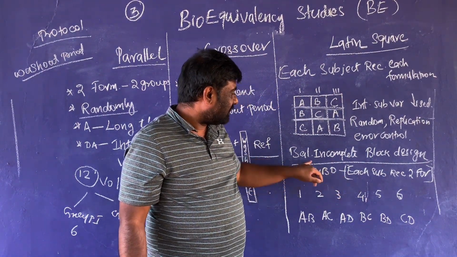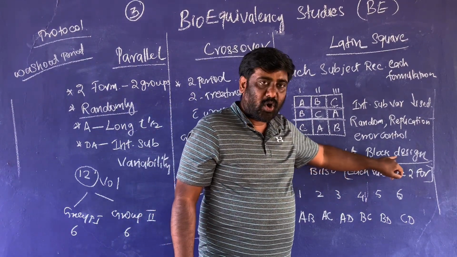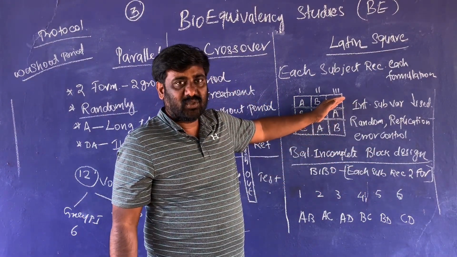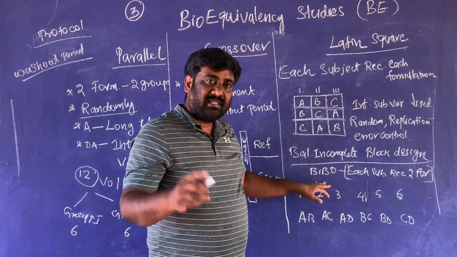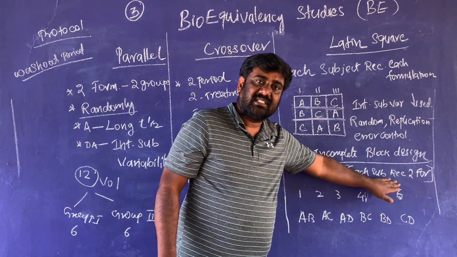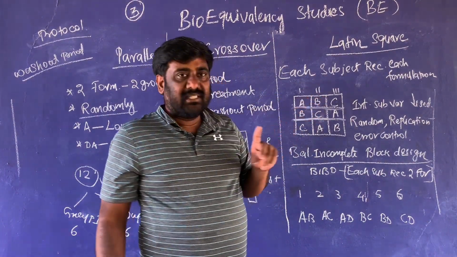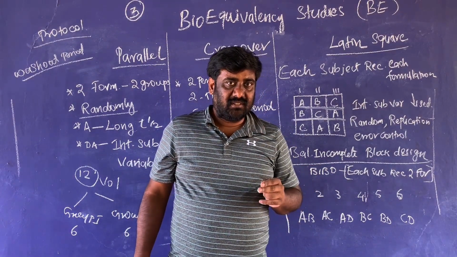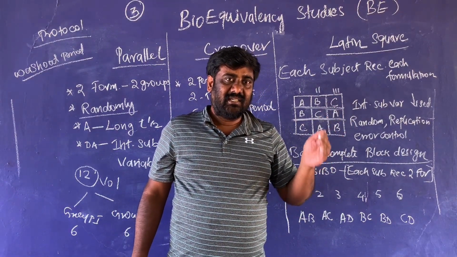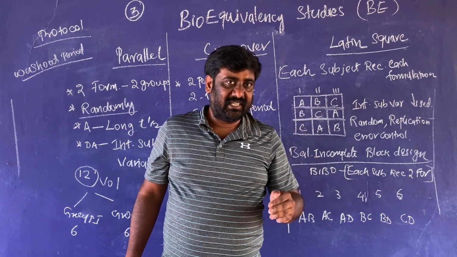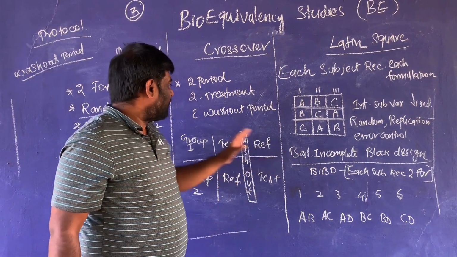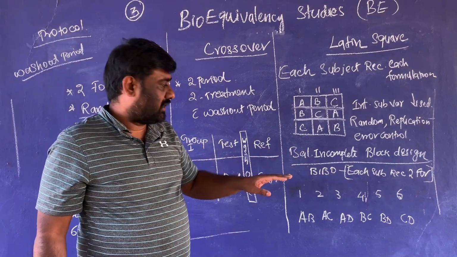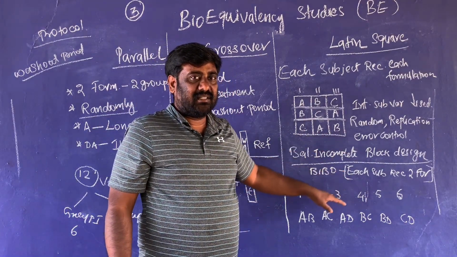What is this BIBD design? It is balanced incomplete block design. It is the same as the Latin square. The only change here is each subject receives 2 formulations. In Latin square, each subject receives every formulation, but in BIBD, each subject receives 2 formulations. So this is a little more lengthy, but again the intersubject variability is very less. Whatever study is designed, when compared to this, the accuracy will go on increasing. Based on the product we can select the design which will suit.